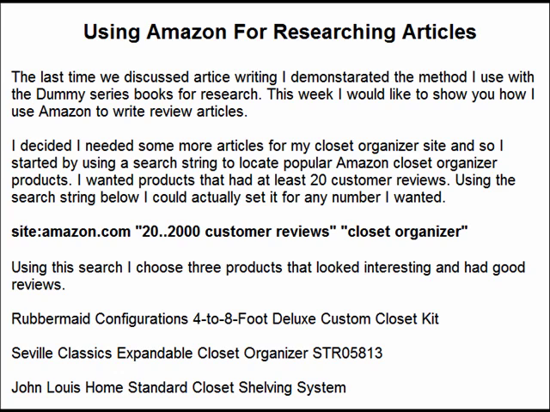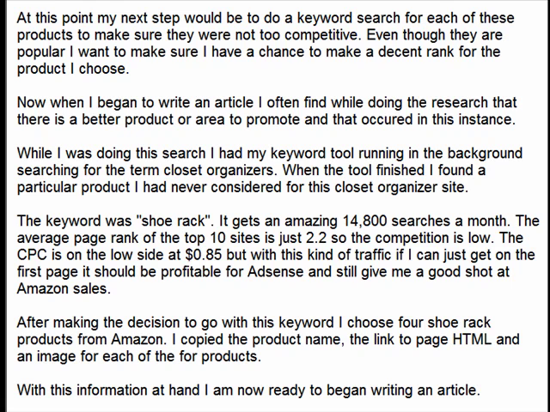Now, using this search string, I chose 3 products that looked interesting and had good reviews. There was a Rubbermaid configuration, a Seville Classic expandable, and a John Lewis Home Standard closet shelving product. At this point, my next step would be to do a keyword search for each of these products to make sure they were not too competitive.